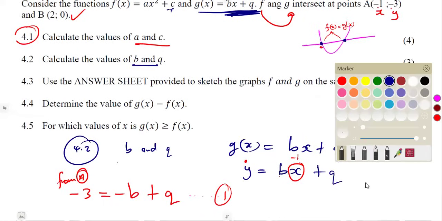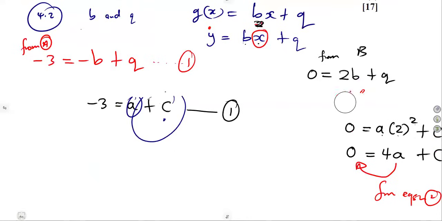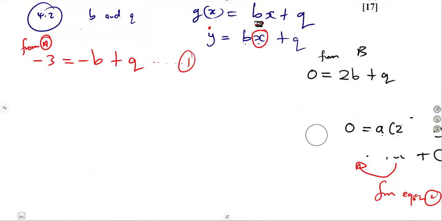All right, so let's see. From point B, this is what we have. This is our B, X, and Y again. So Y is 0 there. In place of Y, you're going to put a 0. So that's 0 is equal to, in place of X, X at B is 2. So in place of X, we've got a 2 there. So that's 2 times B, which is 2B plus Q, like this. So these are the two equations that we are going to have.